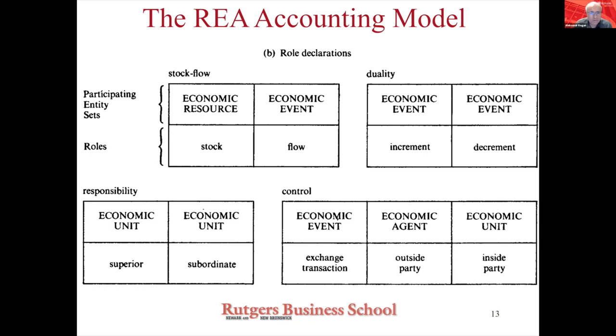You see the relationships of control or participation. In this case, an economic event is a part of an exchange transaction, while there are economic agents which are outside, or economic units, responsible parties inside. And there is this responsibility or superior-subordinate relationship between economic units. So again, this is just a comprehensive summary of what we identified so far in this REA pattern. So you should be finding things like that.